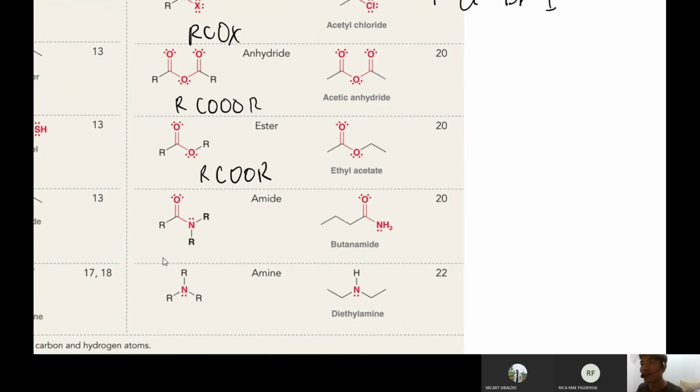So, pag amide naman, amide, no? RCN, tapos pwedeng H2 or R, no? RCNHR, kaya RCNR2, no? Basta yun lang yung idea. Tatlo yung uri ng amide, no? Pwedeng dalawang R, pwedeng may H yung isa dyan, o kaya dalawa silang H. So, that's amide. May C, double bond O, tapos may N.